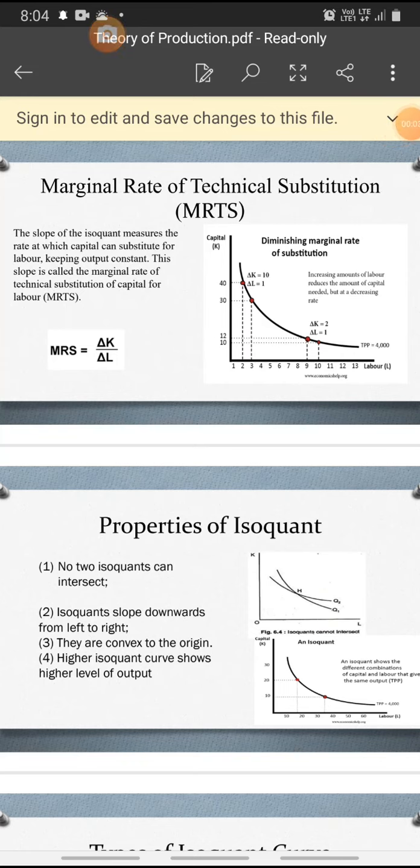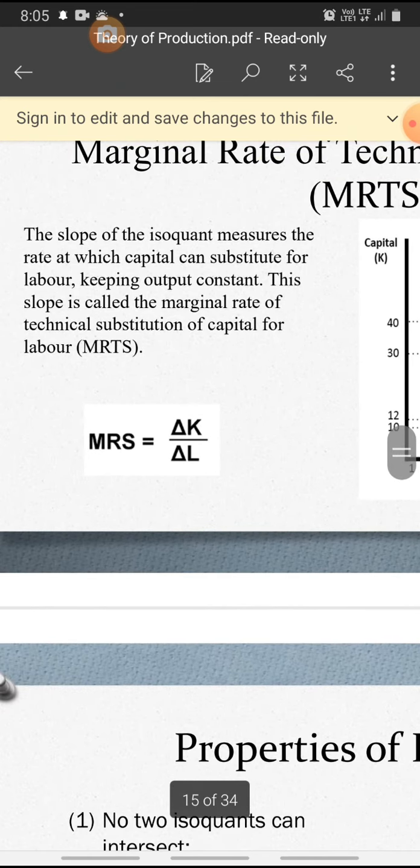Today we are continuing the theory of production. The second part starts from the marginal rate of technical substitution, MRTS. The slope of the isoquant measures the rate at which one input can be substituted for another input to get the same level of output. Usually, we are taking labor and capital as inputs. The slope of this isoquant measures the marginal rate of technical substitution, MRTS.